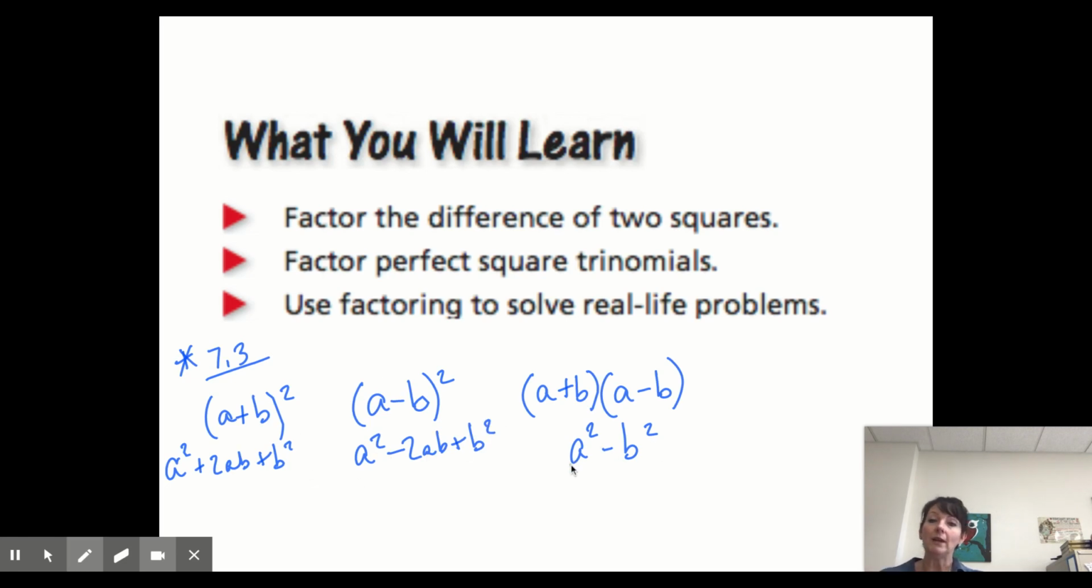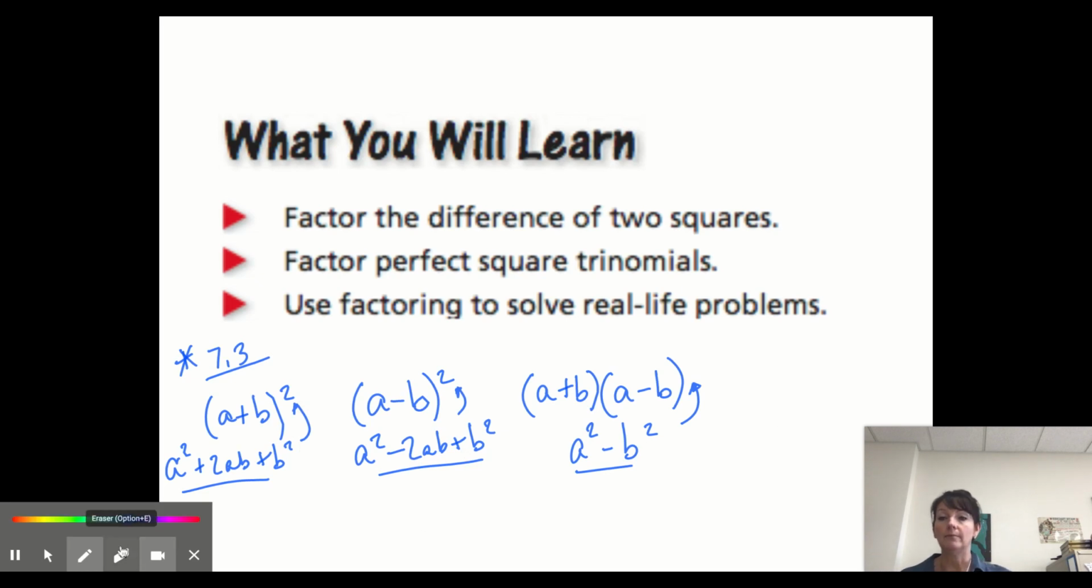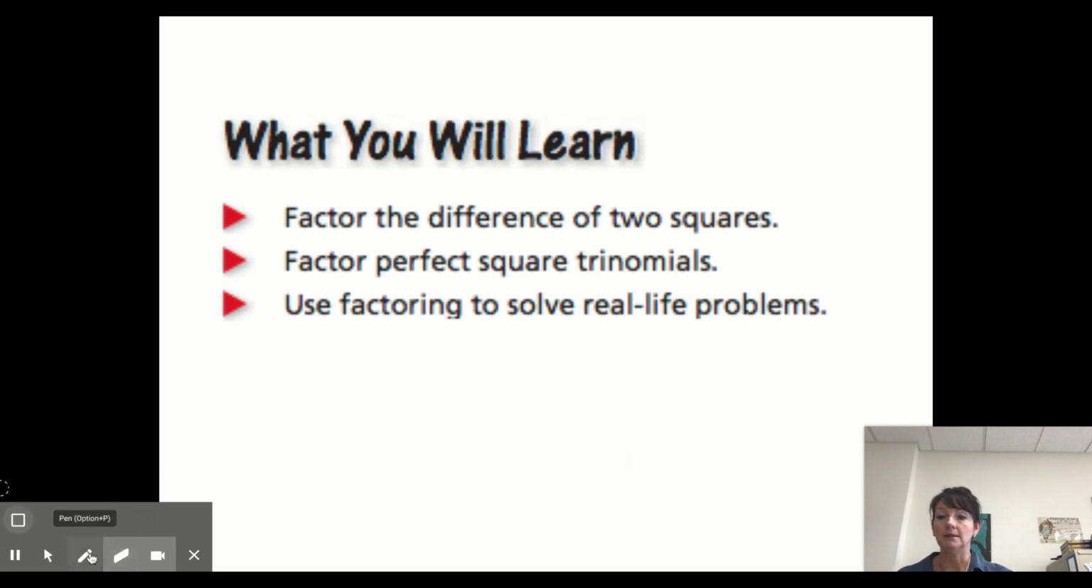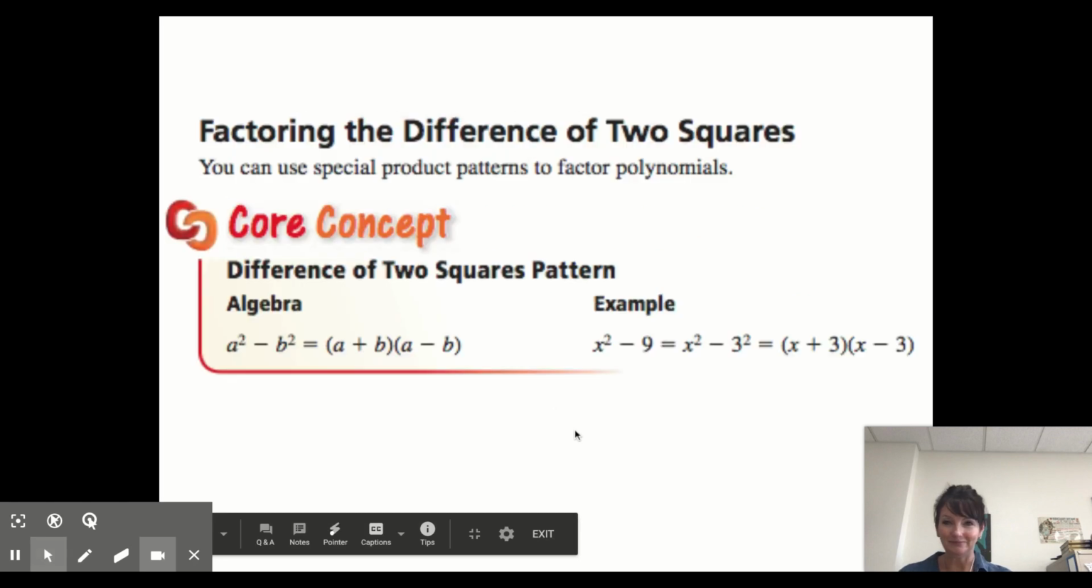So what we're going to be doing now is we're going to take it from here, these three things, and we're going to go back to its factored form. But if we could recognize these patterns, the factoring will be so much easier. So that's what we're going to hopefully do. And I'll try to make it as understandable as possible.